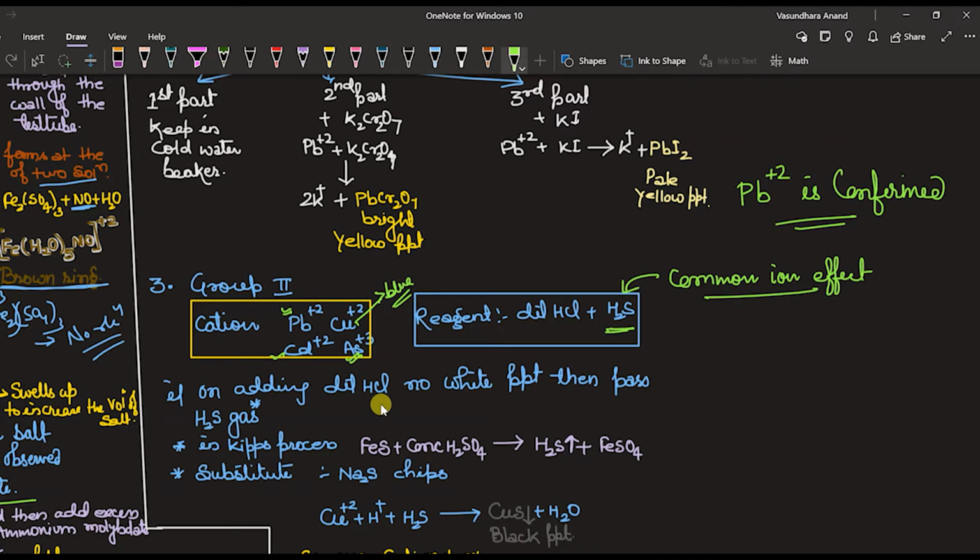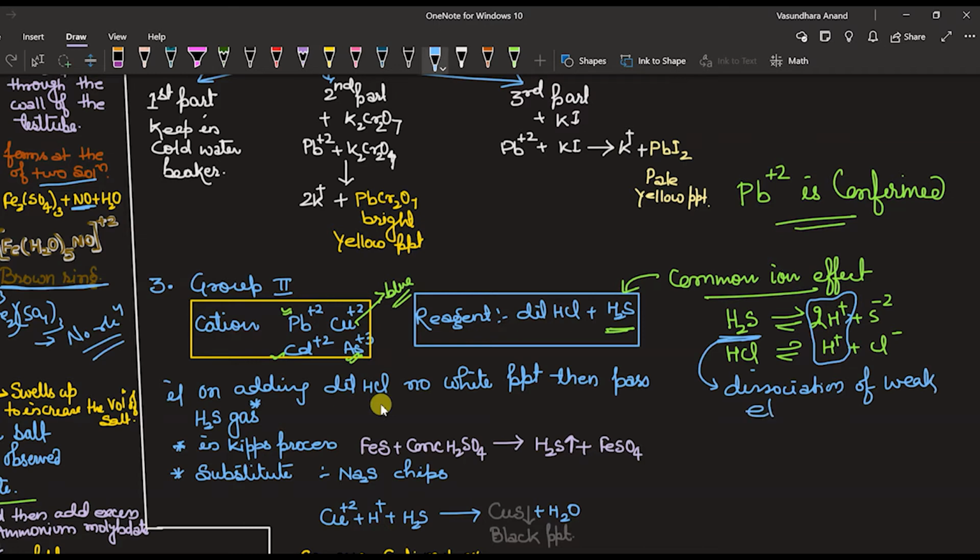It says that the weak electrolyte जो होते हैं, the weak electrolyte dissociates into 2H+ and S2-. When we add the strong electrolyte, this is HCl, according to Le Chatelier's principle, this will also give H+ and Cl-. So what will it do? It will increase the H+ concentration on the product side. So Le Chatelier's principle will act, and according to it, the reaction will move in the backward direction, and the dissociation of the weak electrolyte will be suppressed.